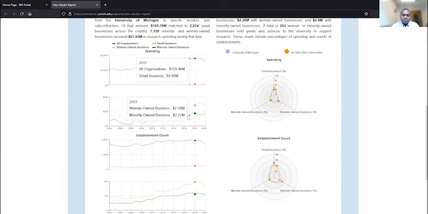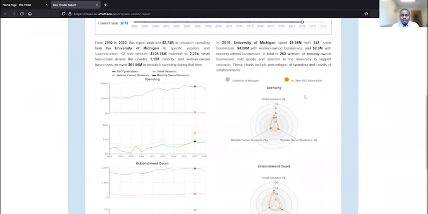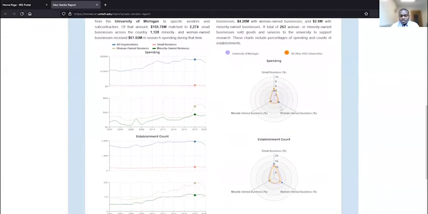The radar charts on the right compare your university's spending with those of other IRIS member universities that have provided data. For example, in 2018, a slightly smaller percentage of the University of Michigan's research-related spending went to smaller businesses, approximately 4%, than other IRIS member universities, which is about 5%. But University of Michigan had a higher percentage of spending with women-owned businesses than that of other IRIS member universities.